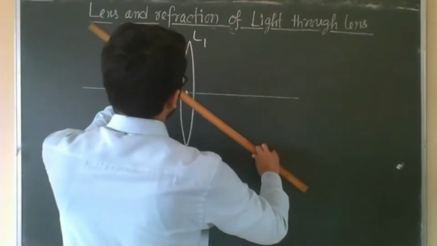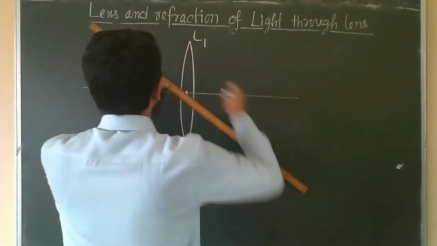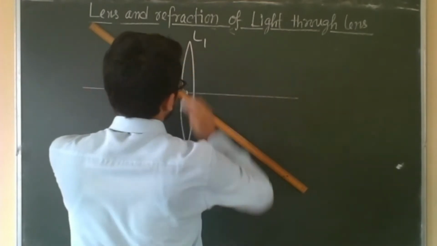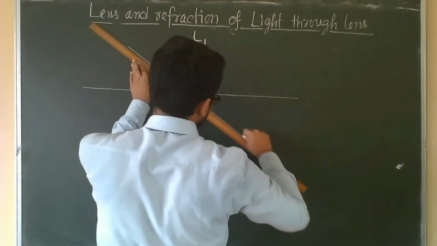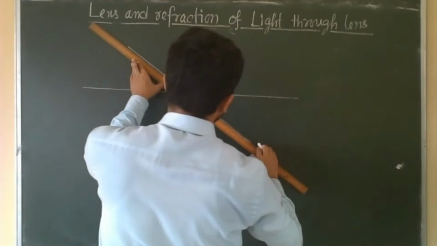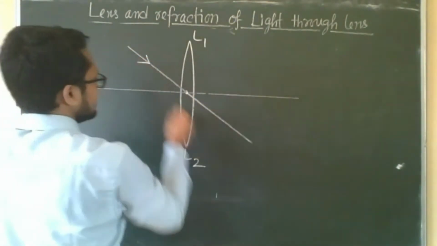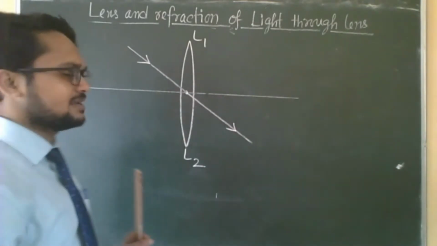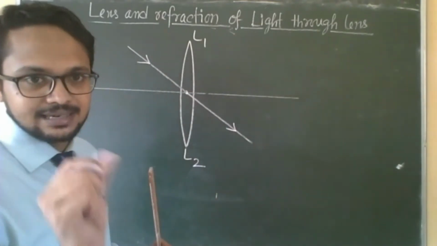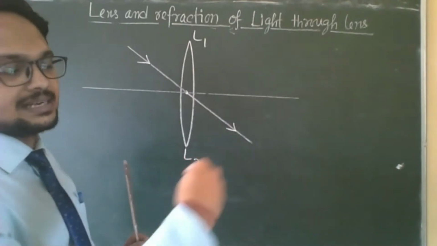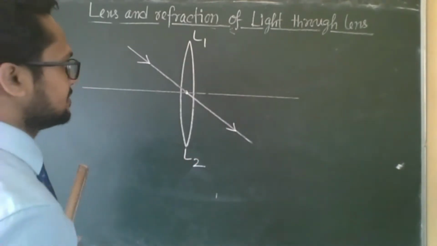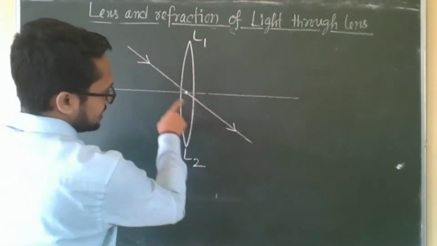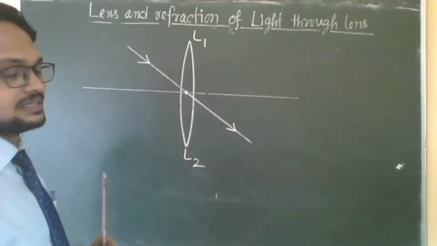So for a thin lens, what we will do? When light is passing through this point, it will emerge without deviation. Thin lens means what? The thickness is very, very small, negligible. We can neglect the thickness. If we neglect the thickness, there will be no lateral shift. The light passing through that particular point will emerge without deviation.